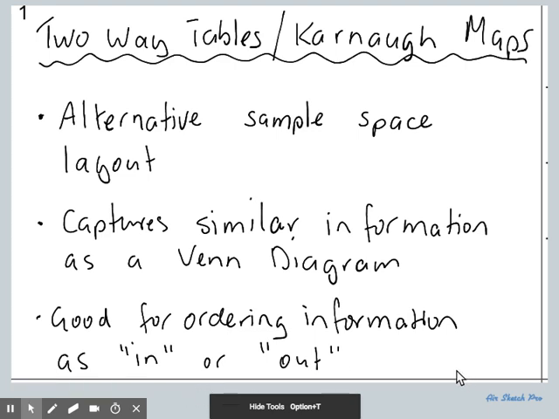Okay, so today we are looking at a new way of describing a sample space. You can see the heading up there. Two-way tables, they're sometimes called, or Karnaugh maps is the other fancy way of looking at it.